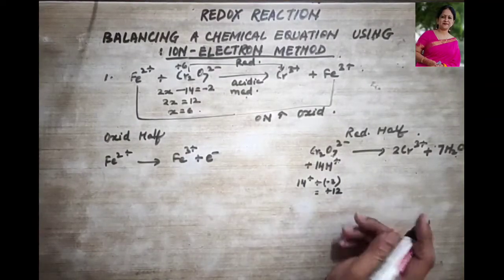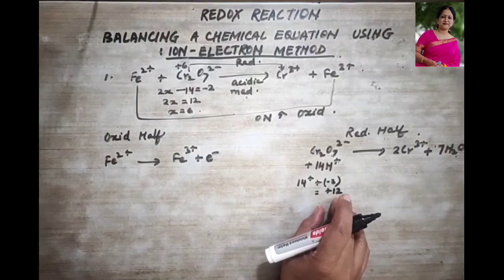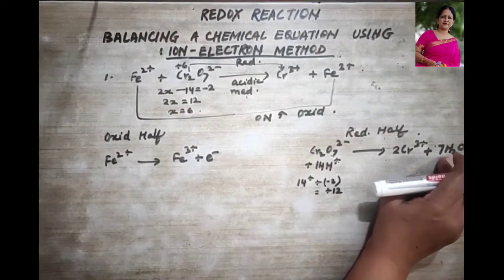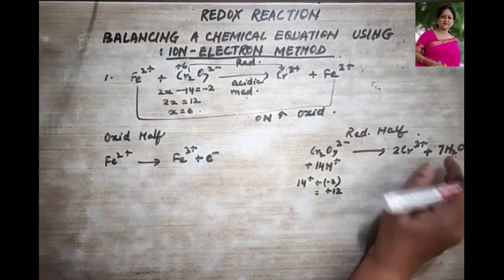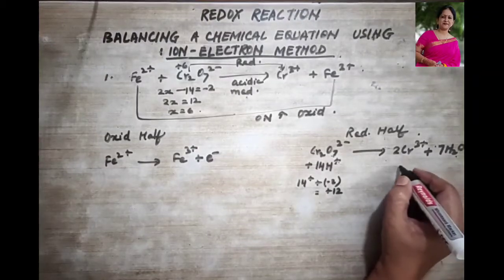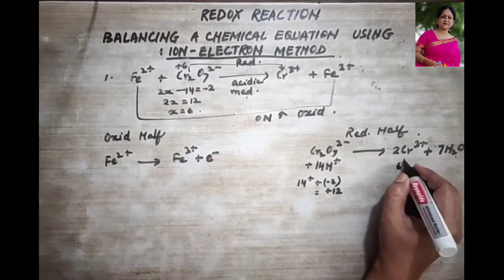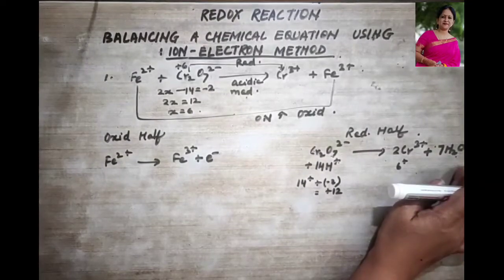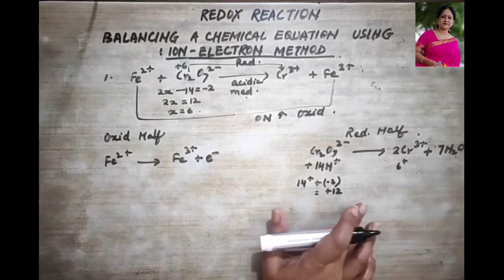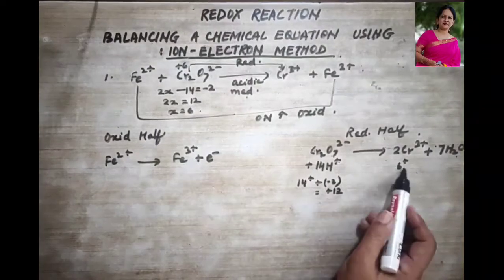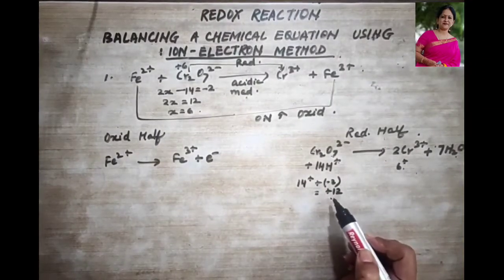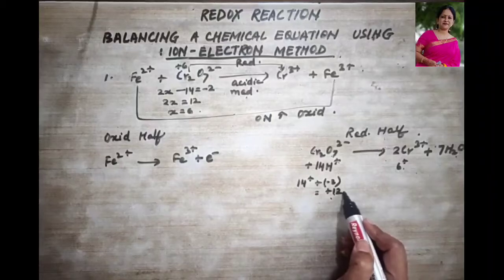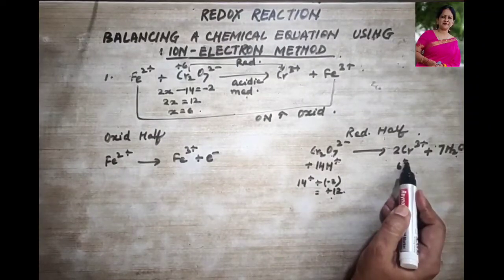Plus 12. Right? Now look at this side. Over here we have 3 2s are 6 positive charge. That's it. This doesn't have any charge over it. Okay. So now what has to be done? Now look over here at the charges. This is plus 12 and this is plus 6.